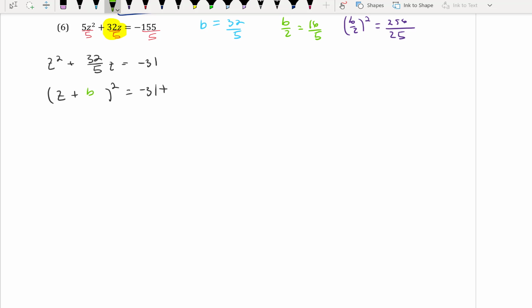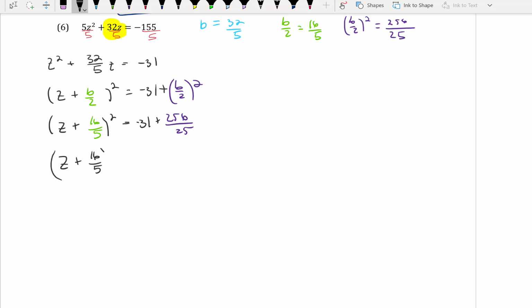So I have my b divided by 2 value, and I have my b divided by 2 squared. So I'm just plugging in the values that I've already figured out. So I have z plus my 16/5 squared. And this is, again, you can use your calculator, a -31 plus the fraction of 256 divided by 25, which gives me a -519 over 25.